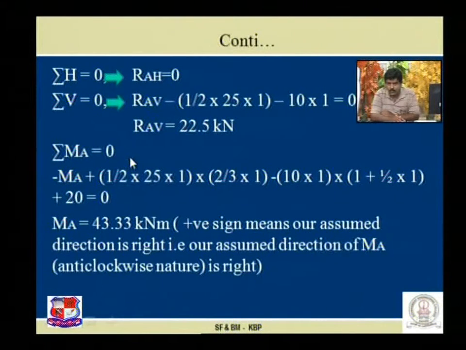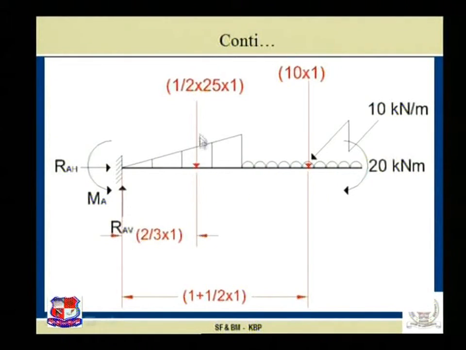Sigma MA is equal to 0. Summation of all the moments of the forces at point A is 0, assuming the nature of MA is anticlockwise, so minus MA plus, the reason behind plus is that the moment because of the UVL load is clockwise. So plus half into 25 into 1 into 2/3 of 1, see the previous figure, and another plus 10 into 1 into 1.5 plus 20, because this concentrated moment is acting.